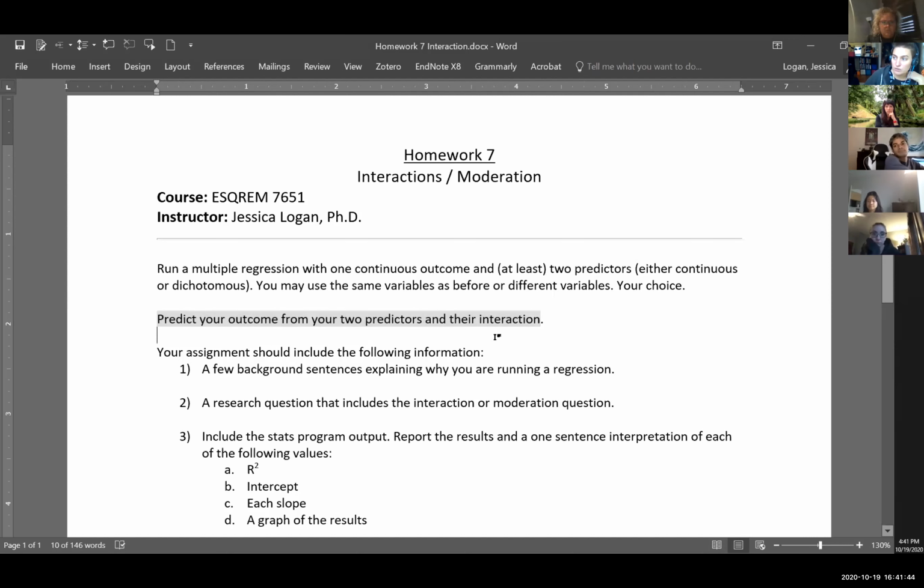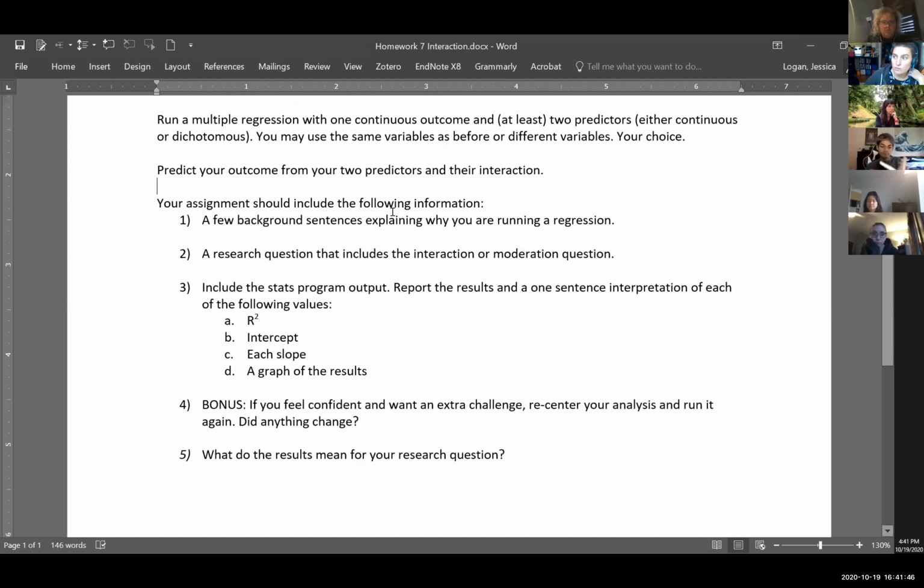Your assignment should include the following information. You need a few background sentences to explain why you're running a regression with an interaction. You need to include a research question that includes the interaction or the moderation question. Include the stats program output, where you get the R squared and then the intercept, the slopes, and the slope, because there's going to be 3 slopes. And I want to see at least one sentence explaining and interpreting what each of those results means.